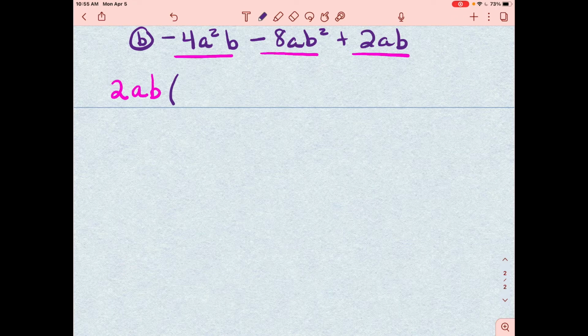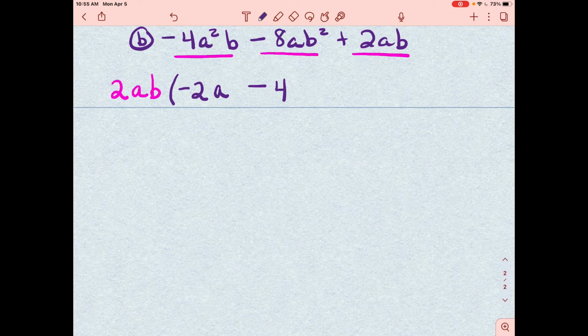-4 divided by 2 leaves -2. A squared divided by A leaves an A, because A times A is A squared. And then B divided by B, or when I take out that B, there aren't any B's left. So I would just have a 1 left behind there. So if I only have one b and I take out a b, it's gone. And then we'll check this. I'll show you how to check it in just a minute. Negative 8 divided by 2 is negative 4.